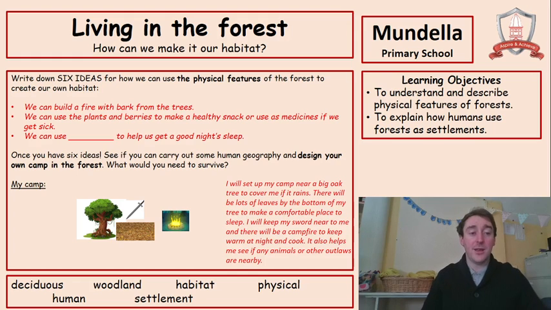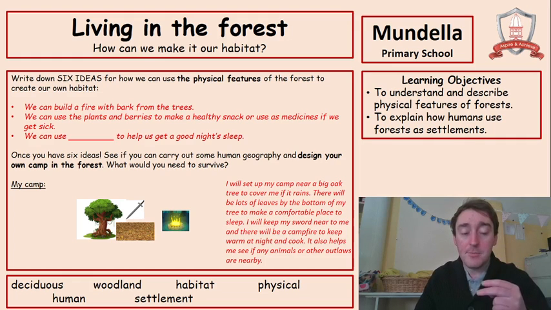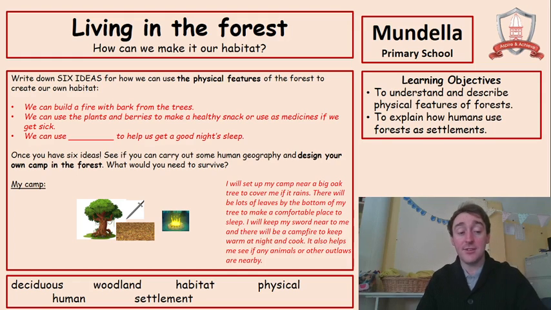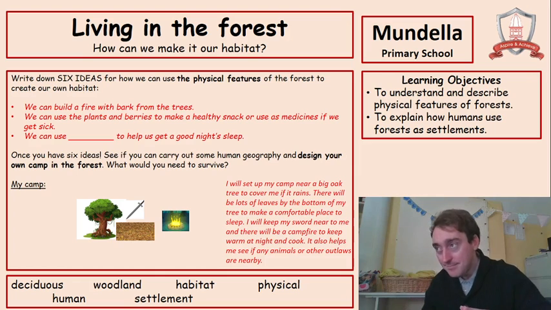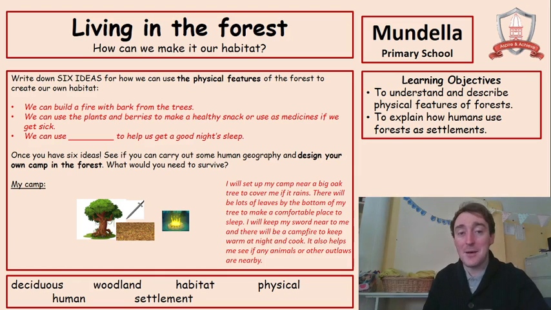Okay, the next thing that we're going to do is come up with some ideas about how we can live in the forest and make it our home, how we can survive. So I've got you off to a start here with the physical features. I put number 1, we can build a fire with bark from the trees, or flint. Number 2, we can use the plants and berries to make a healthy snack or use as medicines if we get sick. And number 3, we can use to get a good night's sleep. I leave that one up to you.